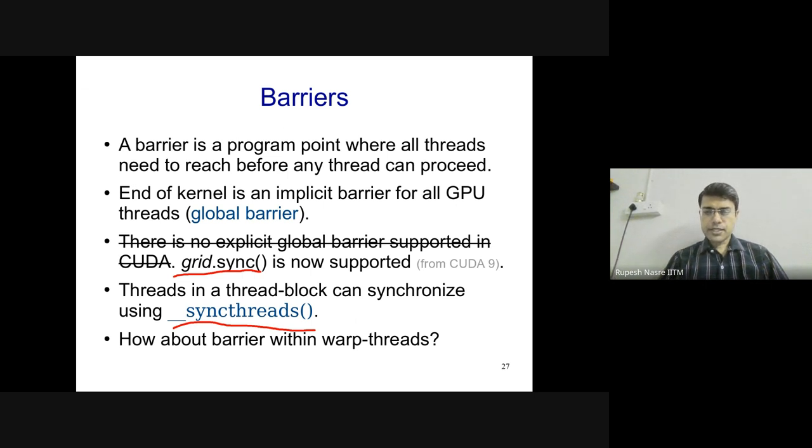How about barrier within warp threads? Any thoughts on how will you implement barrier within warp threads? Okay, so maybe it was too easy a question to be answered. So yeah, warp threads are always synchronized, and therefore there is no need of a barrier there, as Abhishek is suggesting.